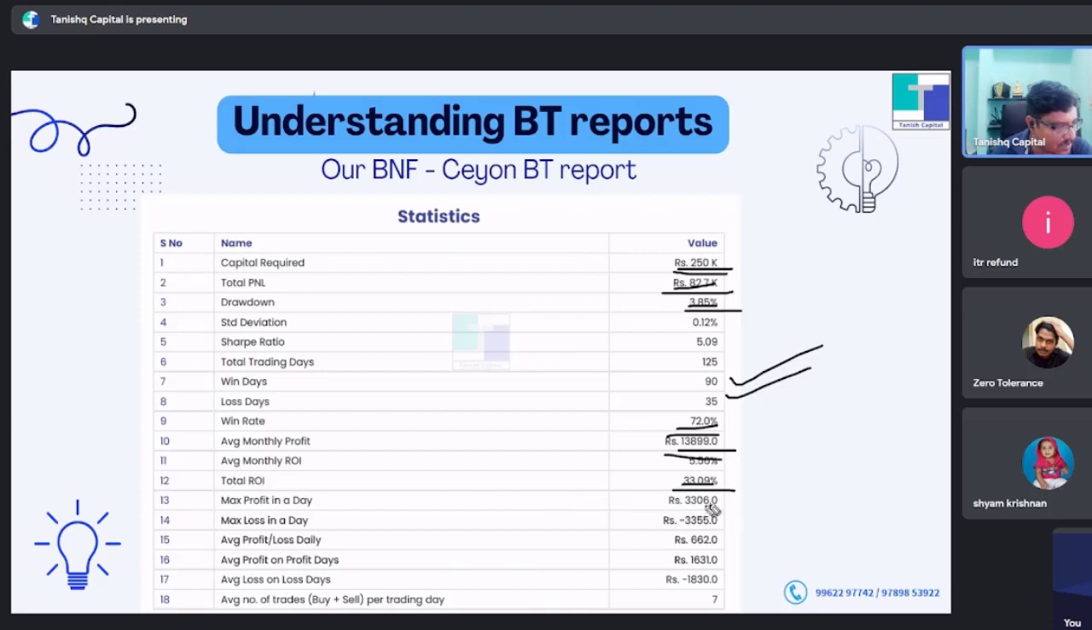Max profit is 3000. Max loss is 3000. Average profit is this one. Average loss on losing days is this. Because why? It is 72% going to give profit, right?